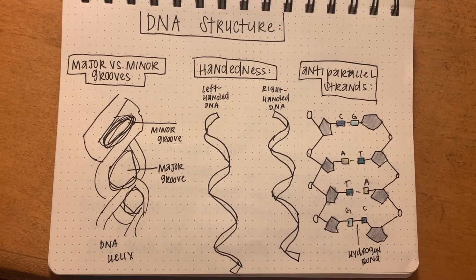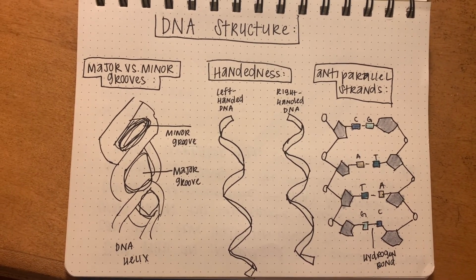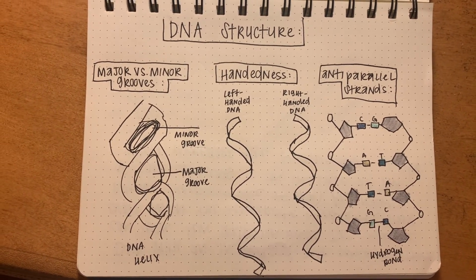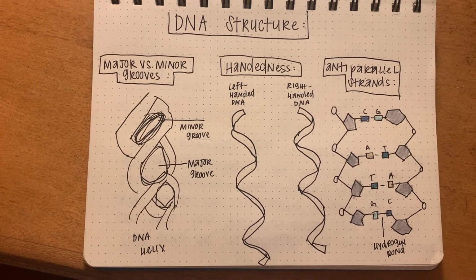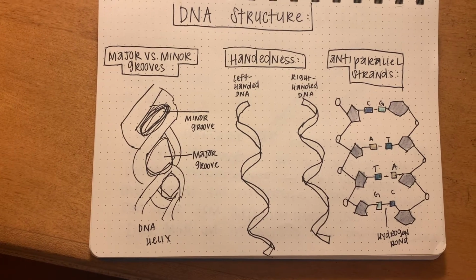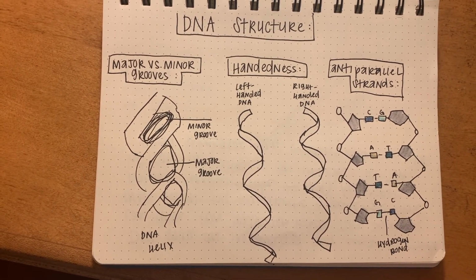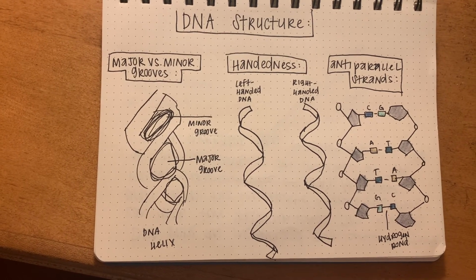Major grooves of DNA are present when the backbones are further apart. Minor grooves are when the backbones are closer together. DNA handedness is left or right, but is typically right-handed. Right-handed DNA twists away clockwise. If it's the opposite direction, then it's left-handed.